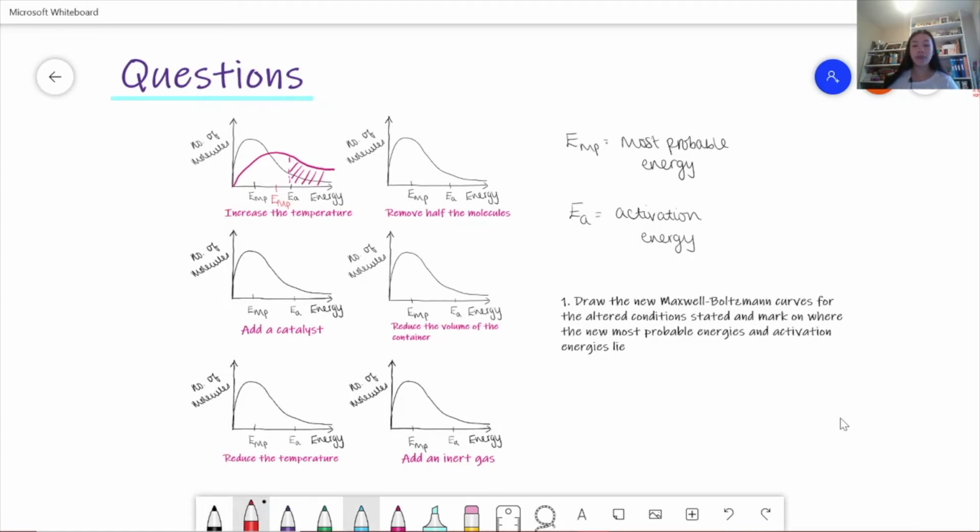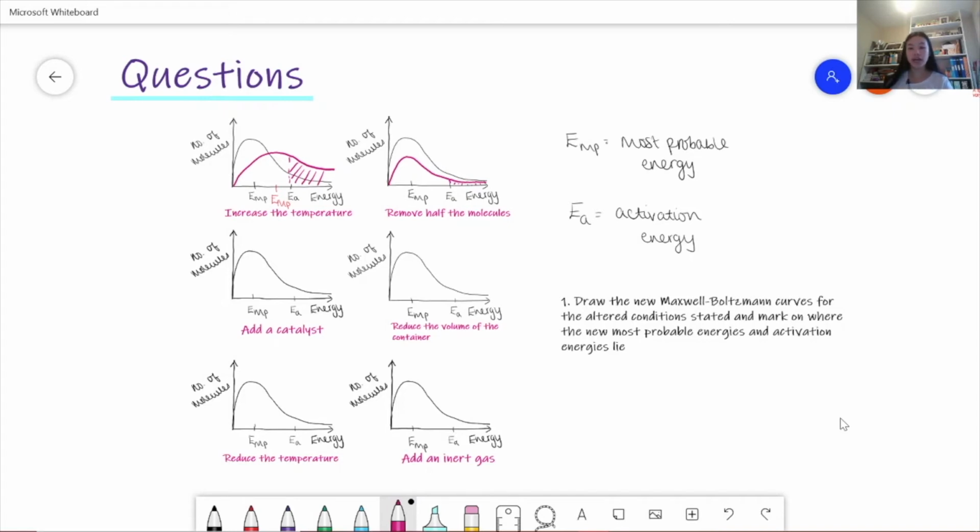So what happens is that the whole area under the graph just decreases by half. But the whole symmetry of the graph is exactly the same. So it looks something like this. And one thing to note is that the number of molecules with this activation energy is half of what it used to be. And the most probable energy is in the same place.